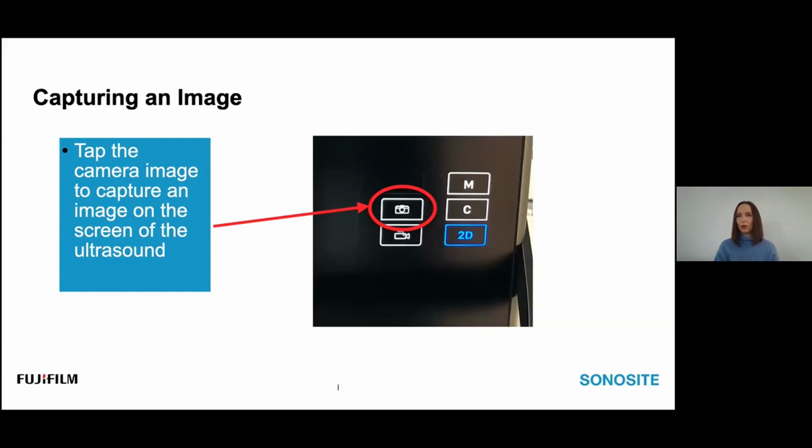Other manufacturers will also have this feature. You just have to check with your application specialist or your rep to see how you can go about saving the images. You can pull them up from the patient review button. And if anyone has any specific questions about recording, saving images, or where to find them once you have saved them, put a question into the Q&A box, and I can try and answer specifically to your model, how you can go about doing that.